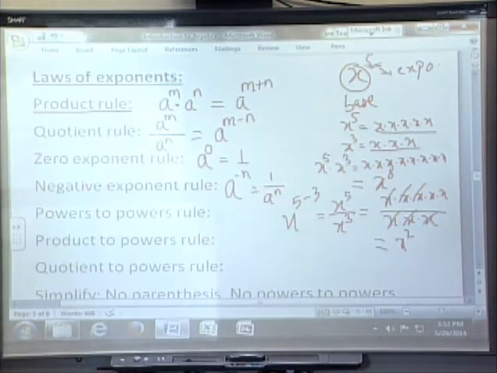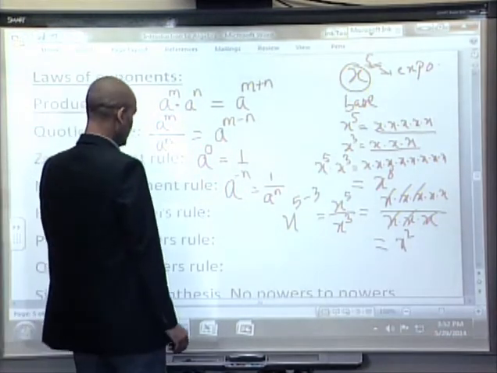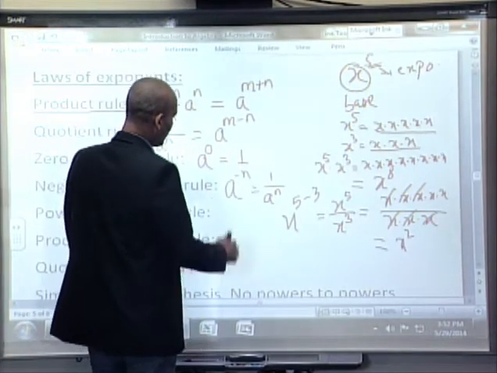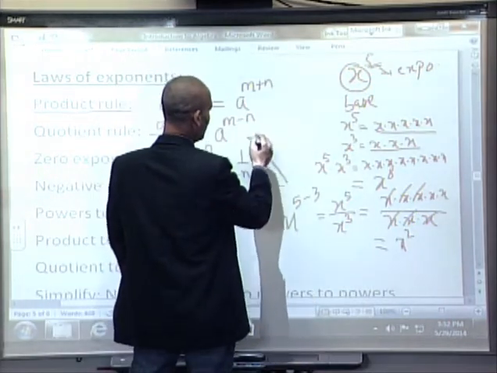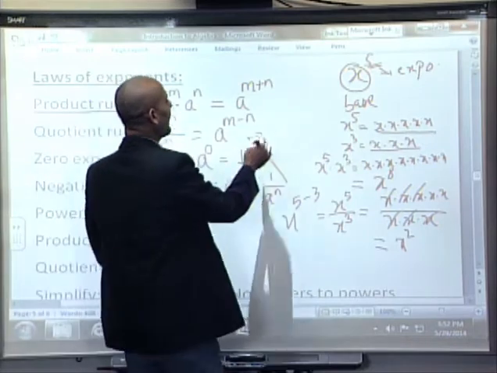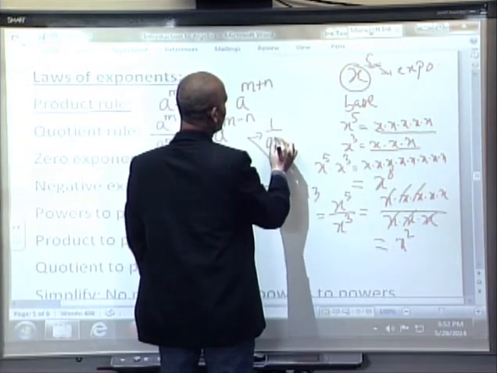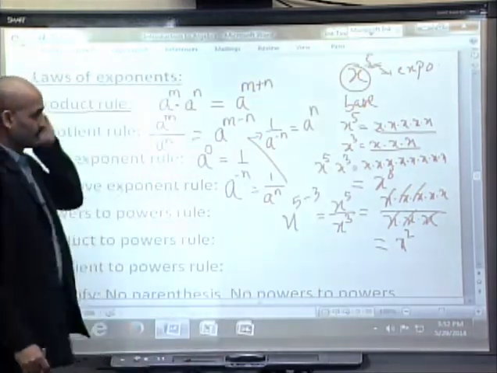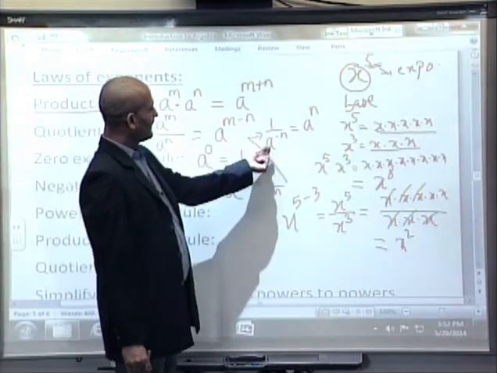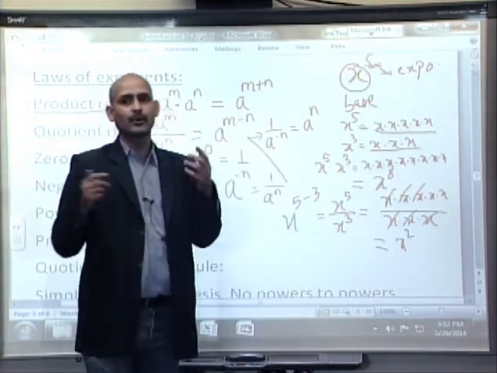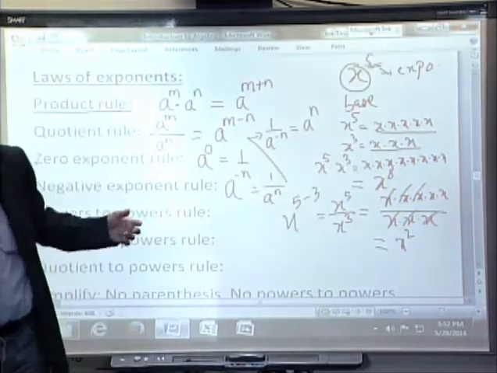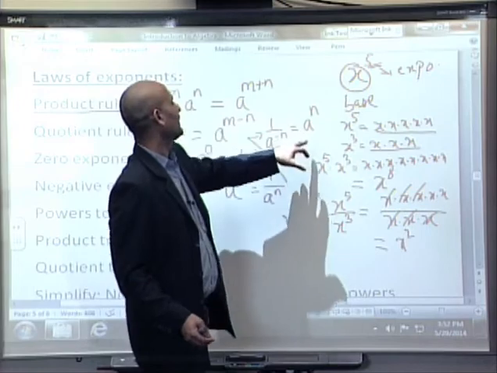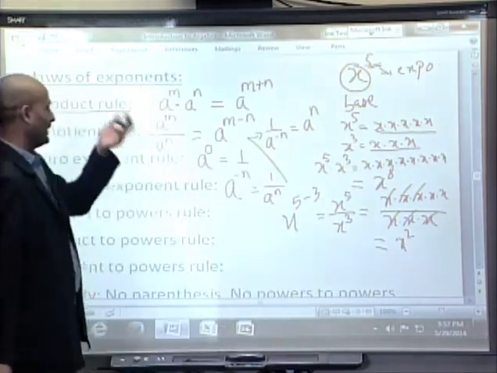Negative exponent means reciprocal of the positive exponent. If we have 1 over a to the negative n, we can write a to the positive n. So basically, the negative exponent means reciprocal of the positive exponent. The reciprocal of 1 over a to the negative n is a to the n.